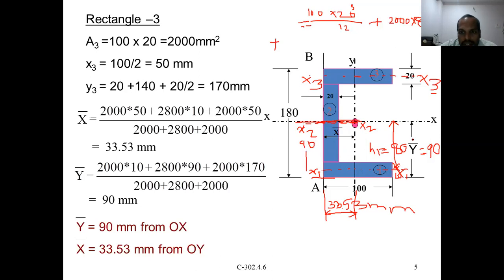And what is the centroidal distance? Y bar is 90. Both are equal distance, they are coinciding with each other. The centroidal x-axis of figure 2 and the centroidal x-axis of the entire section coincide, because both are 90, equal to 90. Even if you calculate, h becomes 0. So the moment of inertia of figure 2 is just bd cube by 12, that is 20 into 140 cube by 12.